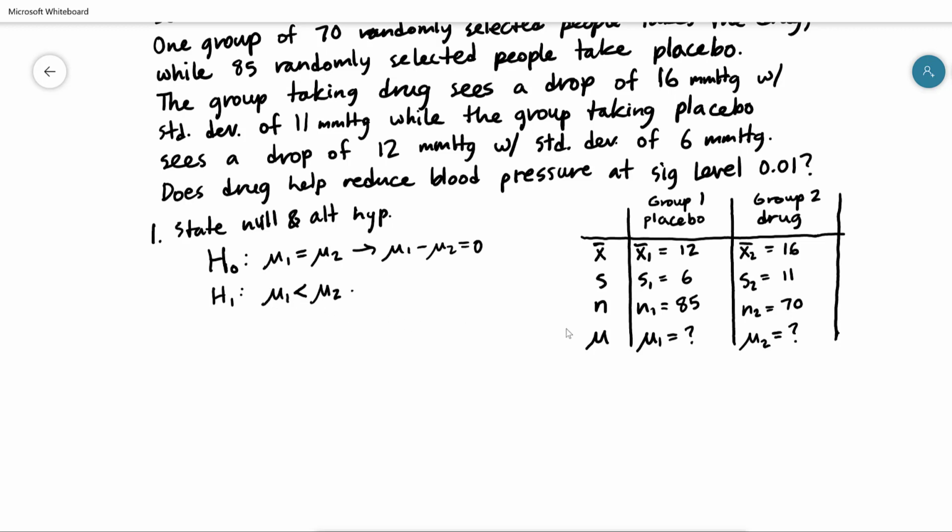And if we rewrite this doing subtraction, we get mu1 minus mu2. Again, keeping in mind that this number's larger, this number's smaller. I take a small number, subtract a large number, and I will get something that's negative, less than 0. So this is left-tailed.